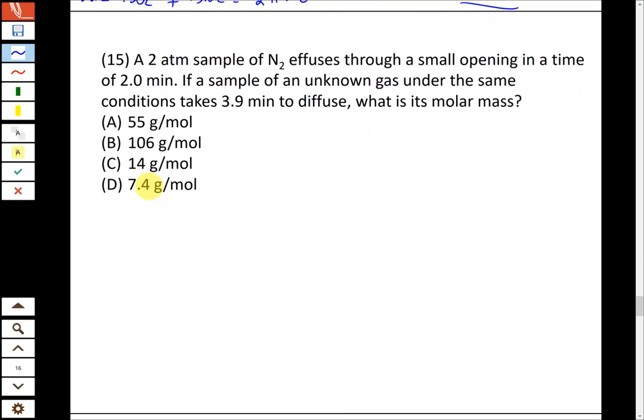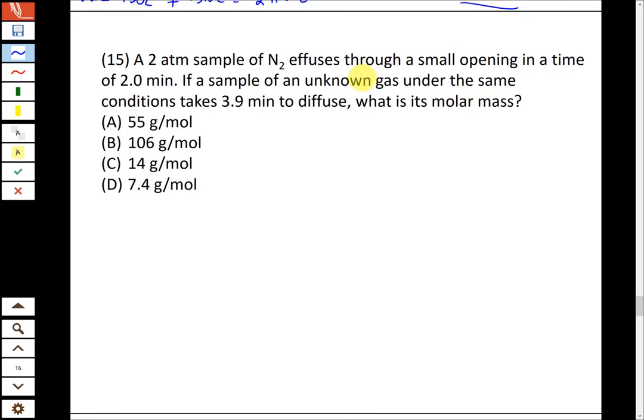All right, the next couple questions deal with the last part of chapter 8, which is the kinetic molecular theory, the behavior of gases at the molecular level, and especially things like the average velocity and kinetic energy of gas molecules. So this one deals with effusion. We have a 2-atmosphere sample of N2 effusing through a small opening. That just means leaking. And it takes 2 minutes to do this.